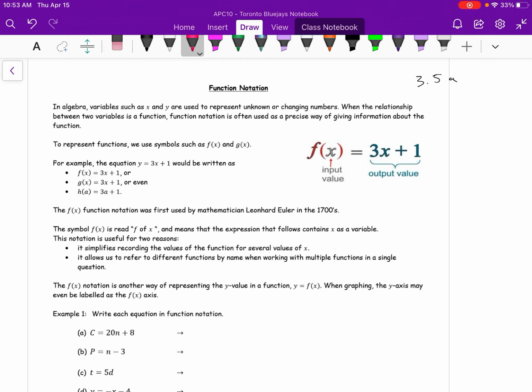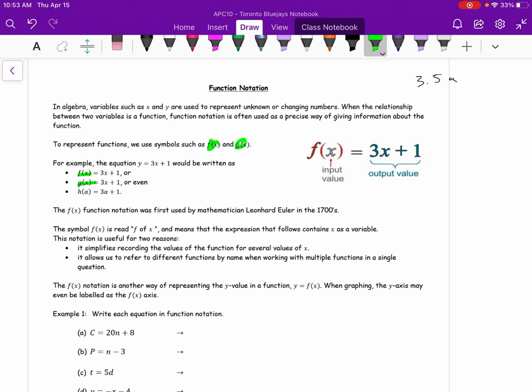So to represent functions, sometimes we use the symbols f of x and g of x. For example, y equals 3x plus 1 would be written differently. Let us consider we have two variables, y and x, in this formula, and this formula is a linear function. But we can write this linear function using functional notation. Instead of calling it y, we can call it f of x, or we can call it g of x.